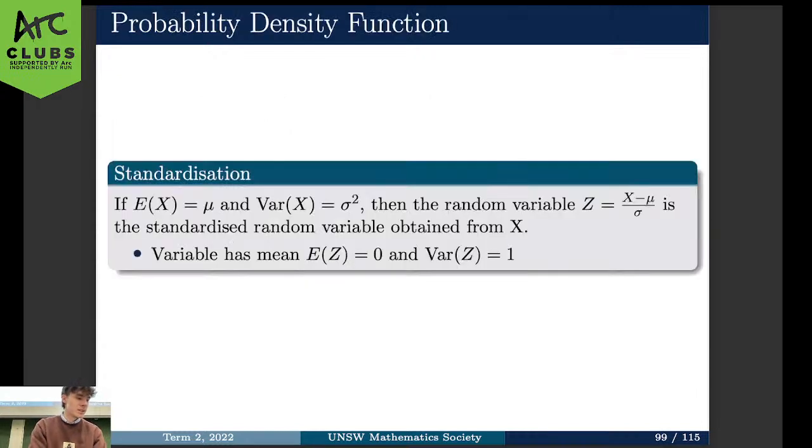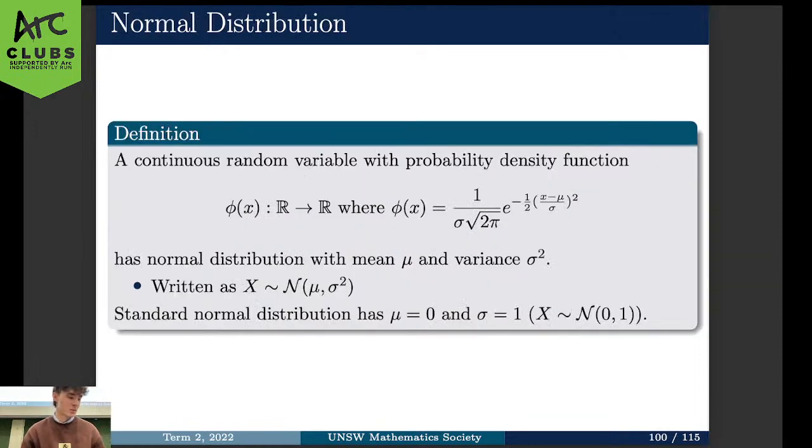An important idea when we're dealing with continuous variables is something called standardization. If we have a random variable X and we transform that to become (X minus mu) over sigma, that is our new random variable Z, and we can say that Z is standardized because its expected value is always 0 and the variance is always equal to 1. And that comes in handy when we're talking about the normal distribution.